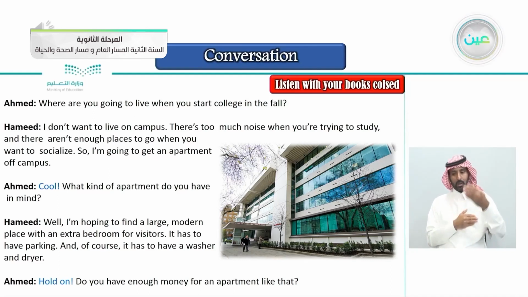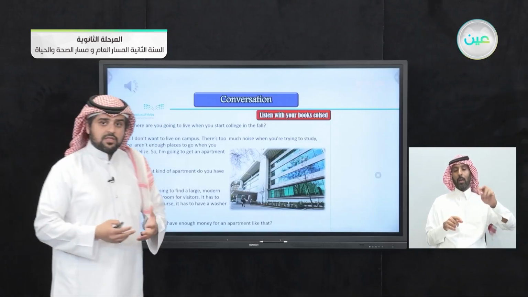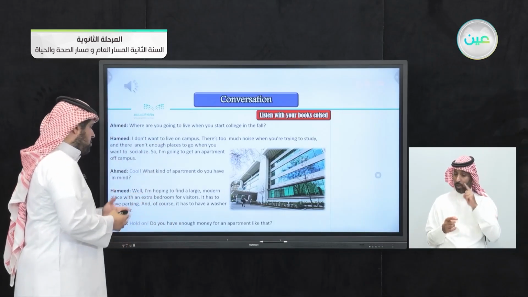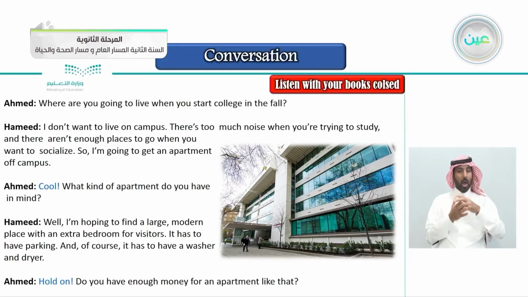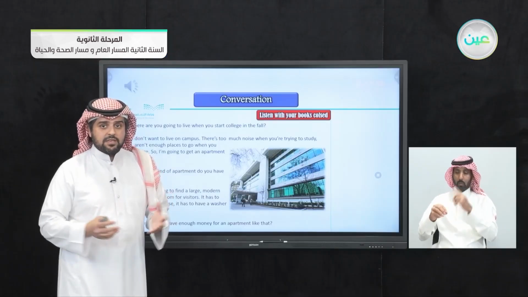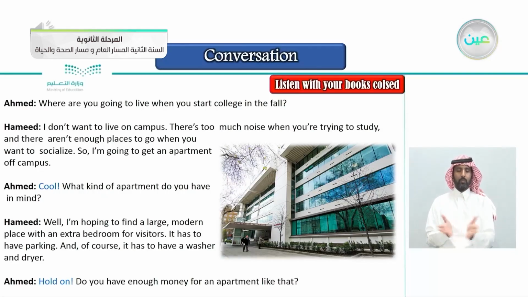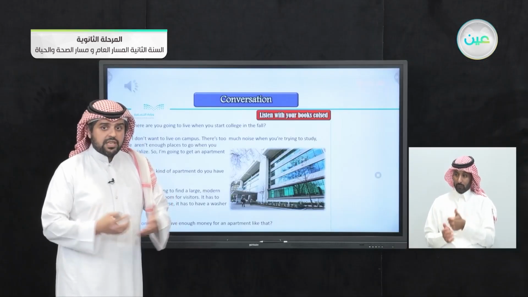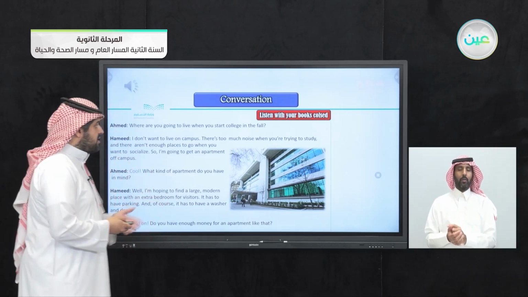His friend Ahmed finds it cool, and he's asking what kind of apartment he would be having. So Hamid replied, I'm hoping to find a large, modern place with extra bedrooms for visitors. So maybe he's expecting his family or friends. It has to have parking, and of course a washer and a dryer. The apartment must be very expensive to have all of these facilities. That's why Ahmed says, hold on, do you have enough money for an apartment like that? So he's asking, do you have enough money for the rent? Let's continue and find out the answer.